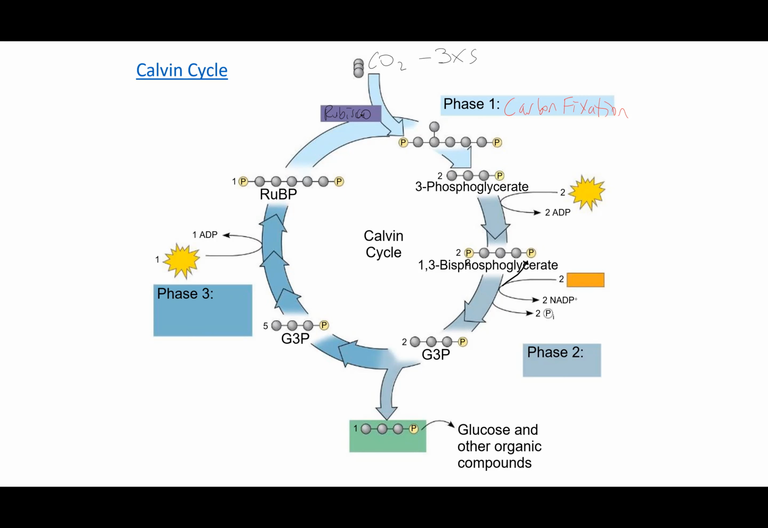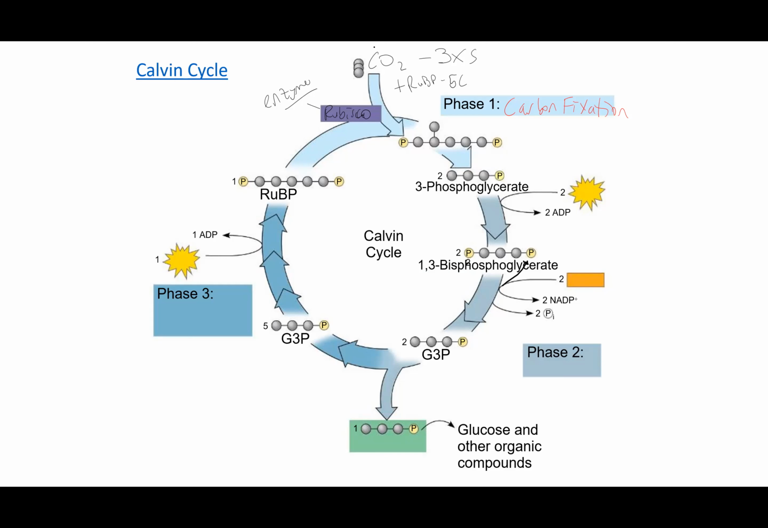So Rubisco is what? Rubisco is the enzyme that's going to catalyze the reaction between carbon dioxide and RuBP. So Rubisco is the enzyme, and we're going to take that carbon dioxide and add it to RuBP, which is a 5-carbon molecule. And I think I said RuBP was the enzyme and I was wrong.